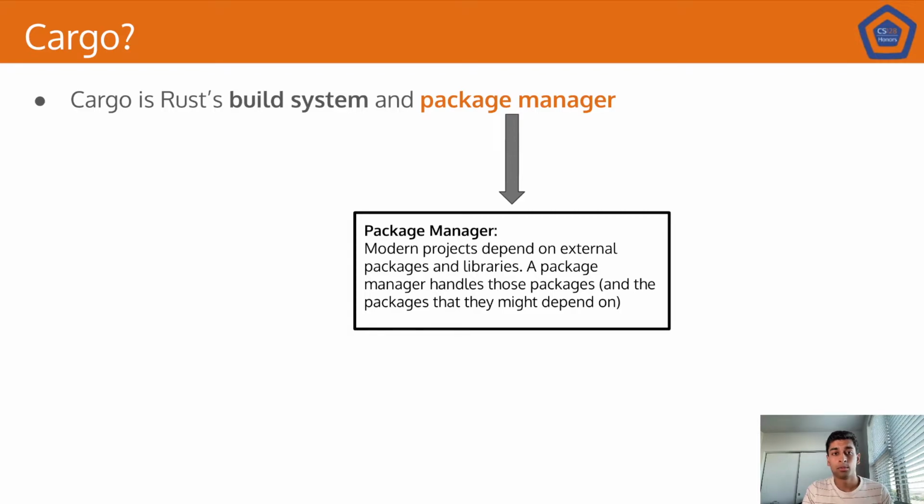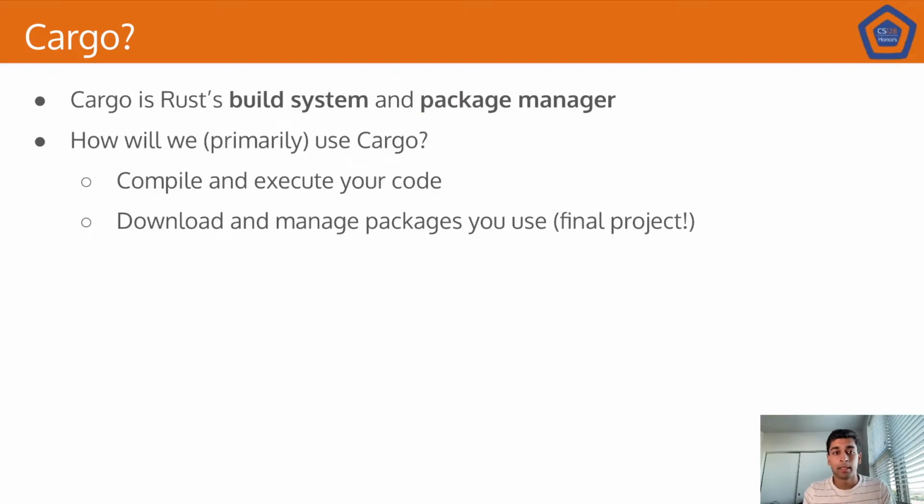Cargo is also Rust's package manager. So modern programs depend on external packages and libraries. Rather than reinventing the wheel and developing everything from scratch, you can use a package to run some code for you, do some task. So a package manager handles those packages, handles the version of those packages, and any dependencies that they might have. So Cargo is your all-in-one build system and package manager. You're going to be using Cargo throughout this semester. Like I said, we'll be using Cargo to compile and execute your code and download and manage packages for you, like in your final project.